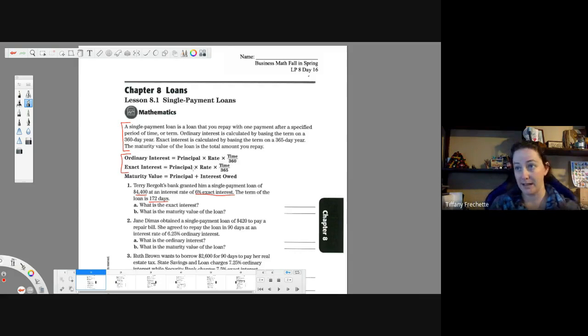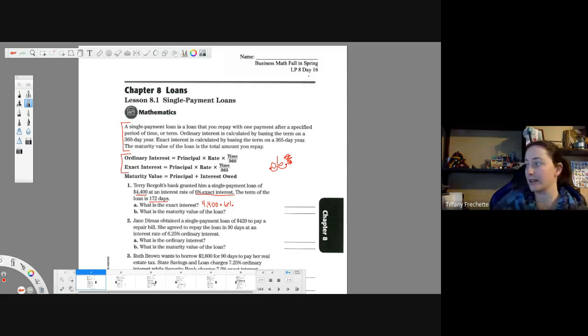So I'm going to use the exact interest calculation here. I'm going to have principal, which is 4,400, times rate, which is 6%. Make sure you're paying attention to that. Don't just say times 6%. So if I had that up here, I would take my decimal and go 1, 2. So the actual decimal without the percent sign would be 0.06. So just pay attention to that.